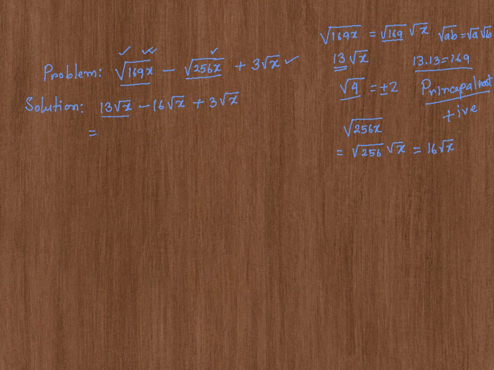13 times square root of x minus 16 times square root of x is going to be negative 3 times square root of x. Then don't forget this plus 3 times square root of x. By the way, negative 3 times square root of x plus 3 times square root of x is going to give you 0. So if you simplify this radical expression, your final answer is 0.